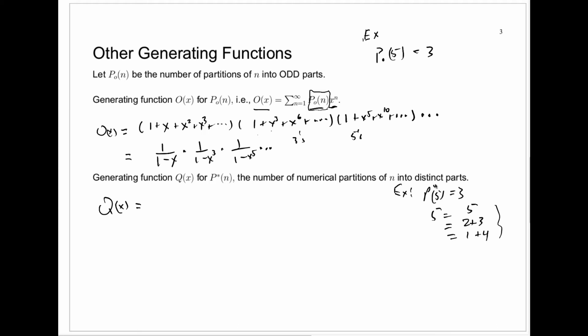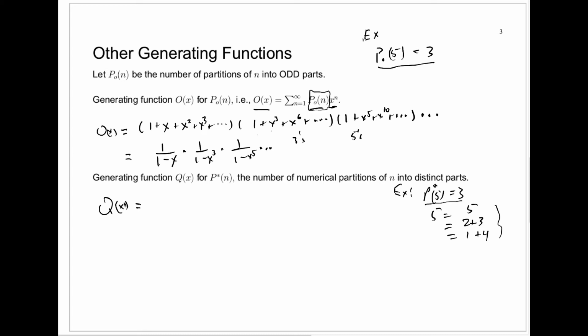Just to preview what's coming, notice that p star of 5 is 3, and p sub o of 5 is 3. Is that a coincidence? Well, here you might think very well, this is just one tiny example. Of course, that just might be a random thing. We'll see.